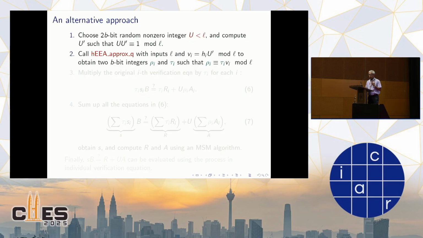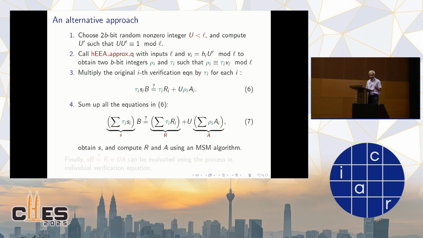And the algorithm gives 2 half-size scalars, rho I and tau I. And then we multiply the verification equation of ith signature with tau I. And once we do that and simplify, equation 6 is what we get. If you look at equation 6, the coefficient of A sub I is u times rho I. But if you just ignore u for the time being, rho I is a half-size scalar. Similarly, the coefficient of R sub I is tau I, which is also a half-size scalar.